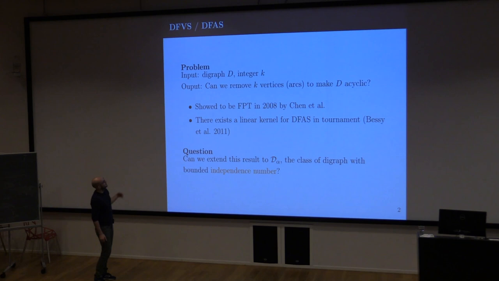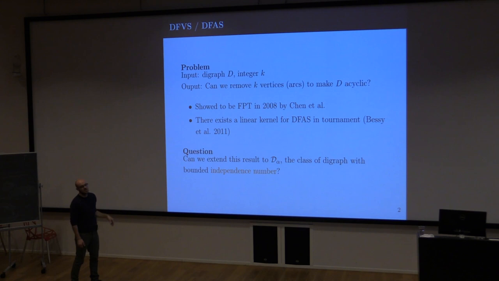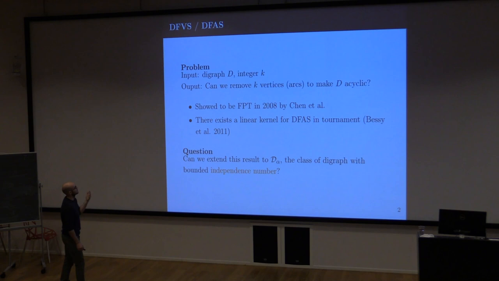And basically the main result we have on this is what happens in the case of tournaments. As Mirav explained earlier today, for directed feedback vertex set, it's just a 3-hitting set problem because the induced cycles are triangles. But for arc set, it's a bit different, and in this setting we know that there exists a linear kernel for directed feedback arc set in tournaments. And this is a result of Bessy et al.